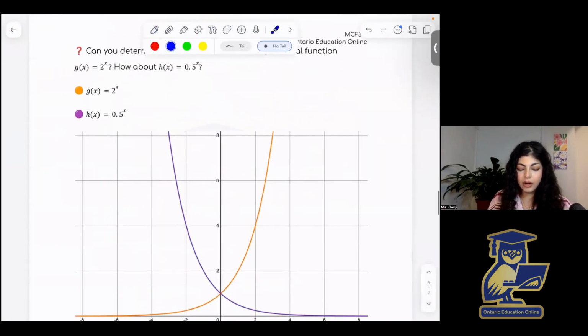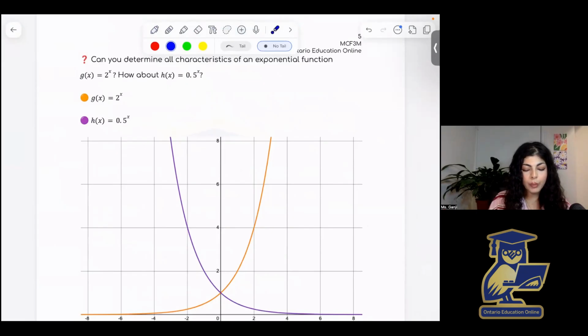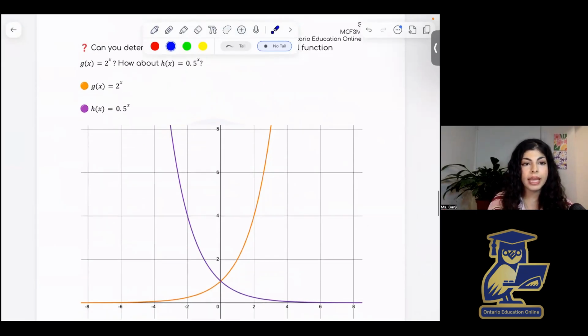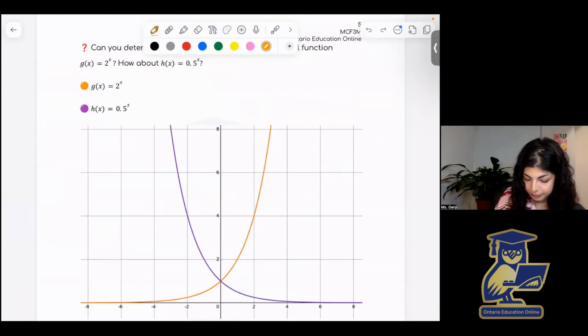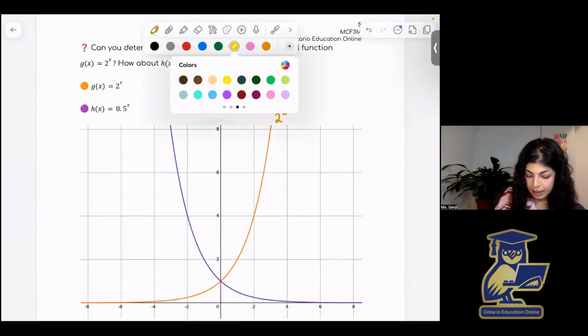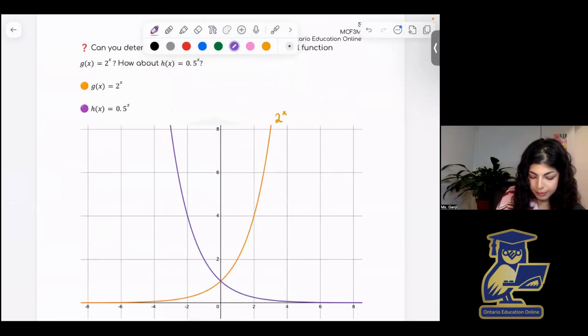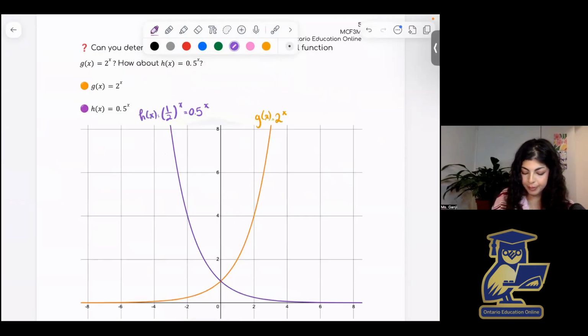Now we're looking at our exponential functions. So we want to determine the characteristics of both of these functions. So in the orange, we have 2 to the power of x. And for my purple one, I have half to the power of x, or 0.5 to the power of x. Maybe let's call this g of x, and this one is h of x.